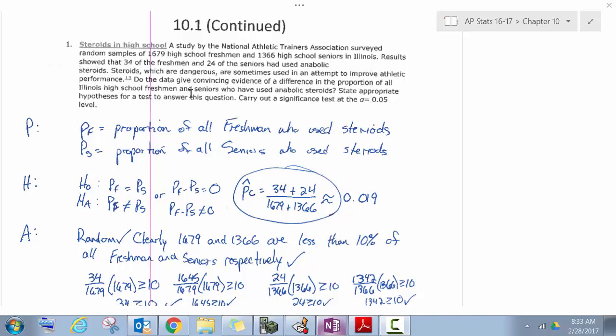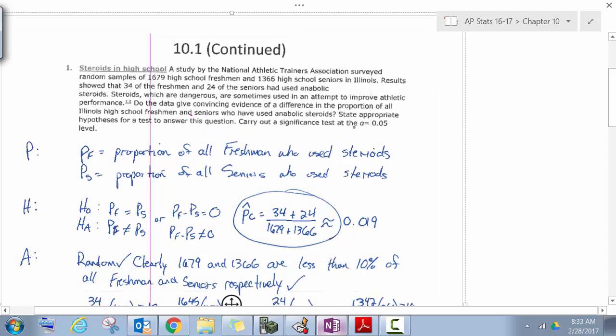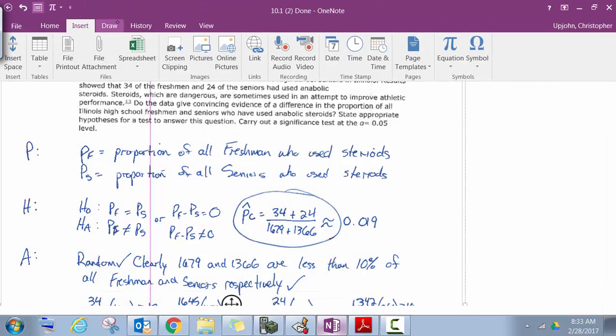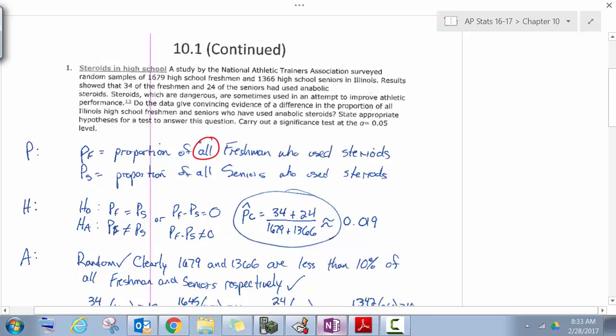State appropriate hypotheses for a test and carry out the significance test at alpha equals 0.05. So we do our parameters. Our first proportion, P sub F, is the proportion of all freshmen who have used steroids. All freshmen, that's the key there. Or you can put the true proportion of freshmen. And then the same thing for seniors. P sub S is the proportion of all seniors who used steroids.